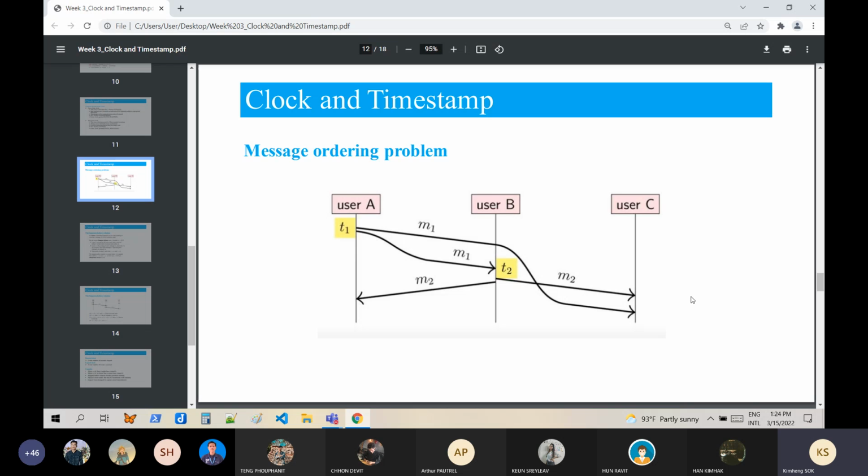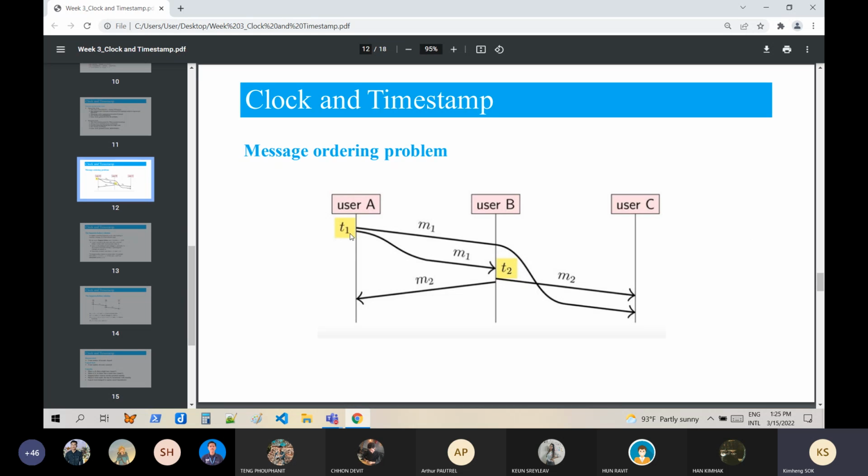For example, in the bidding process, we want to know who bid first and at which price. If two people bid the same price, the one who bid first will be the winner. So in that kind of application, message ordering is very important. But in other applications, like when you chat with somebody and their message comes later than yours, it doesn't make a big deal. So that we call the message ordering problem.